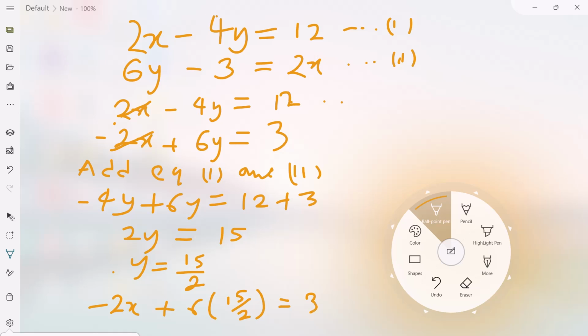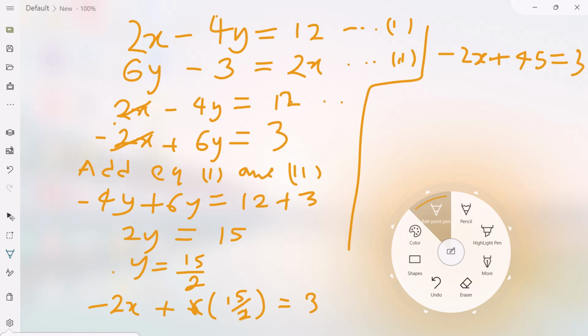So here, we cancel 6 here. So I have minus 2x, 3 times 15, because we have 3 left here. That's plus 45 is equal to 3. So I take 45 to the other side.